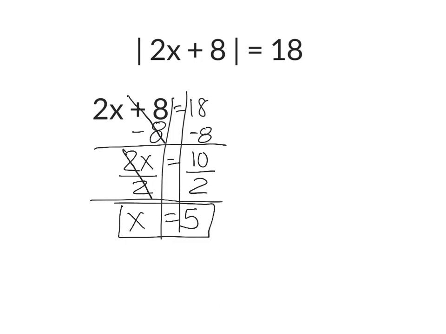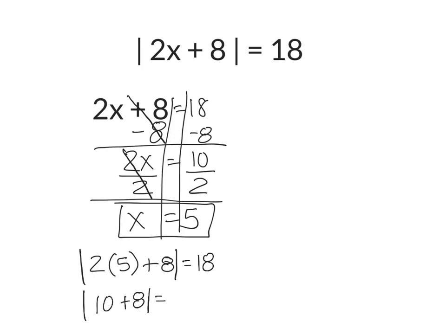So if x equals 5, I can show you by putting it back into my original equation. Instead of 2 times x, I wrote 2 times 5 plus 8. The absolute value of that equals 18. Now I'll simplify this. 10 plus 8 is 18, and the absolute value of 18 is 18. So we know that x equals 5 is the correct answer.